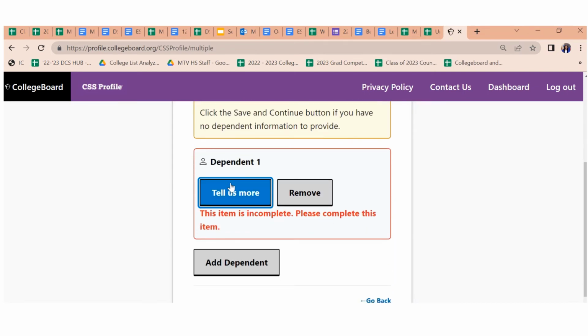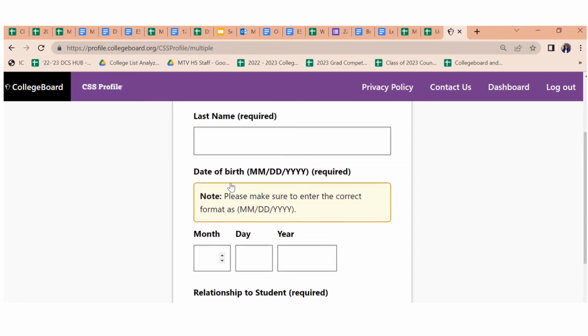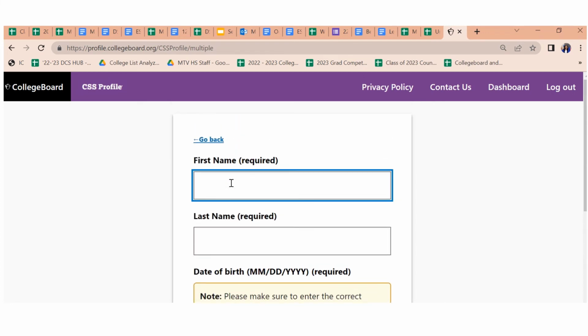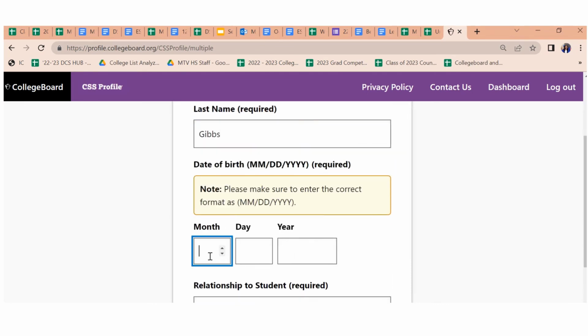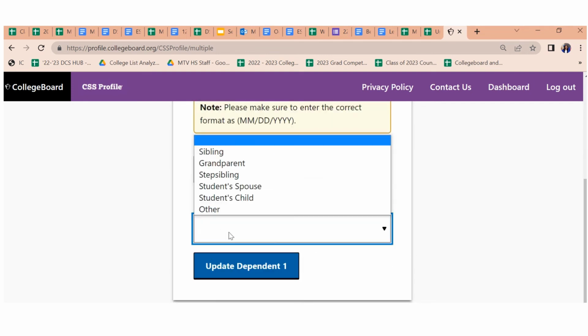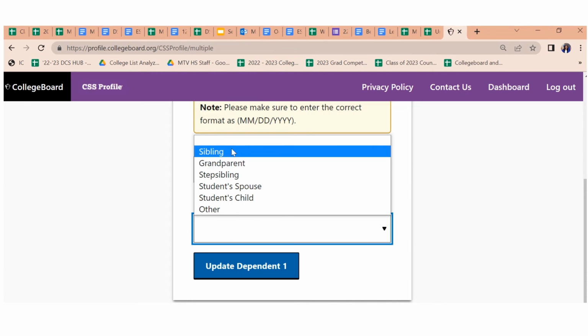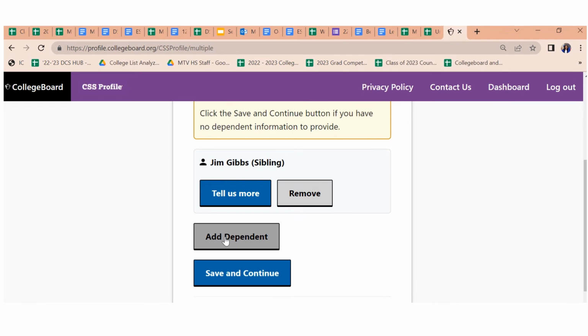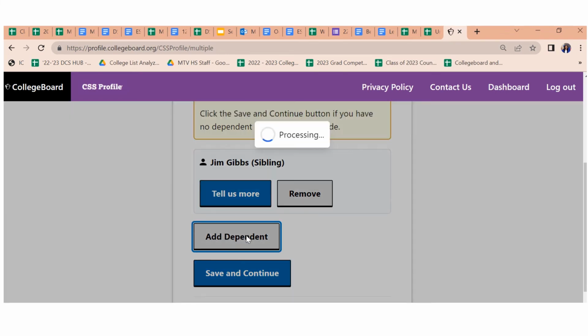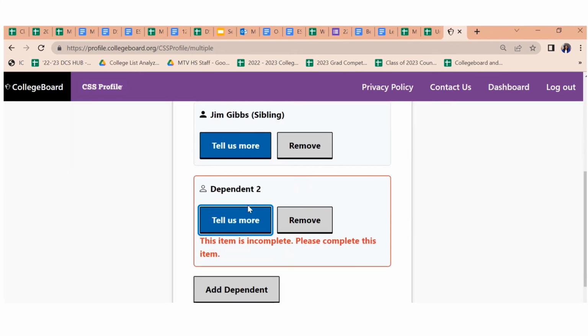And you will tell them more about each dependent. In this case, let's just say this is a younger brother named Jim, and you will enter their birth date, and you would say that is a sibling. So then you will update that for dependent 1 and continue to do that for the additional siblings and dependents that live in your home.